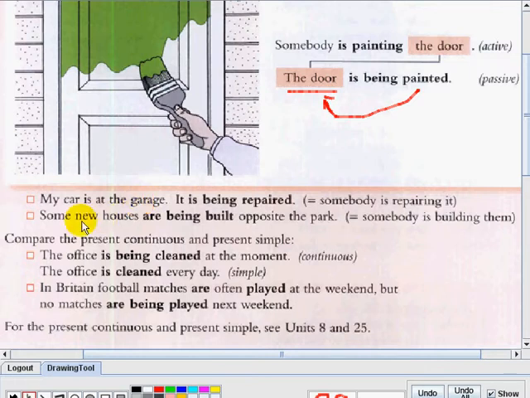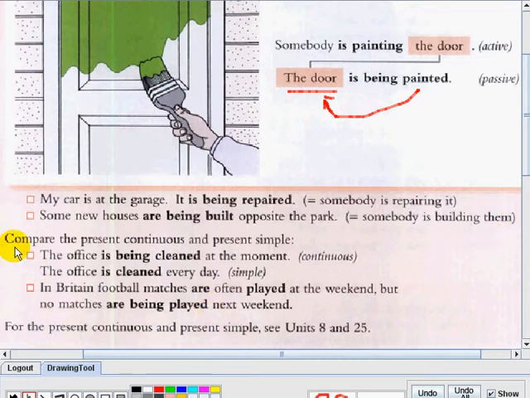Okay. Next, some new houses are being built opposite the park. This is the present continuous passive form of the sentence. There are people who are currently building houses opposite the park, and the active is somebody is building them. Right? Did you get my point? That is the present continuous passive form of sentences.